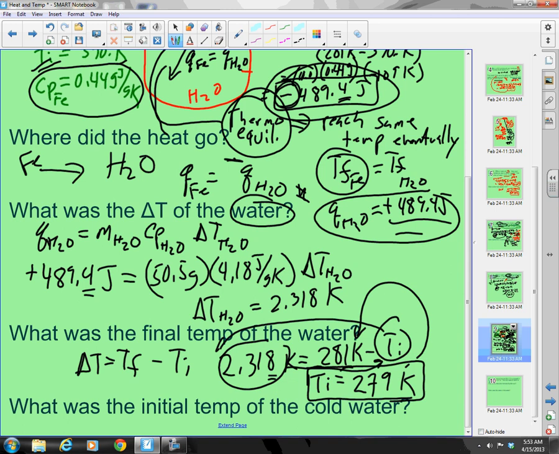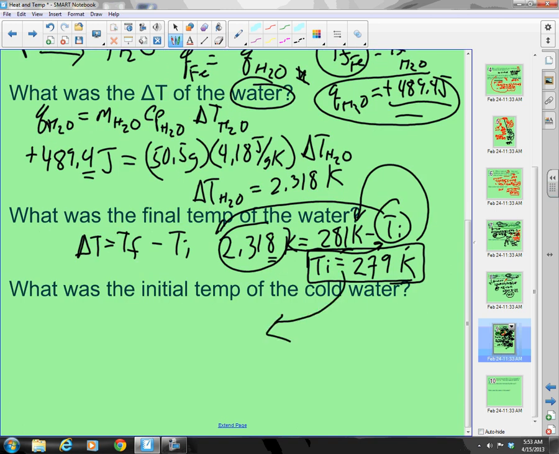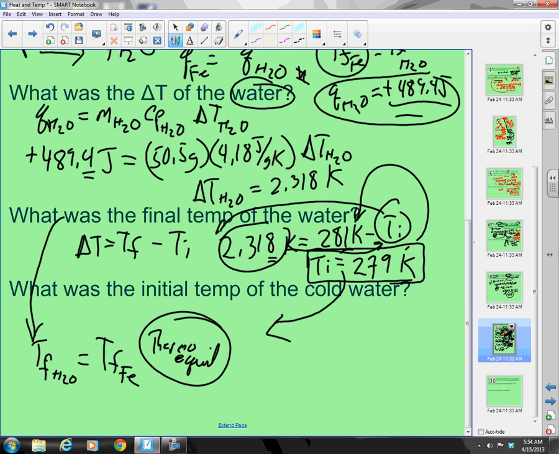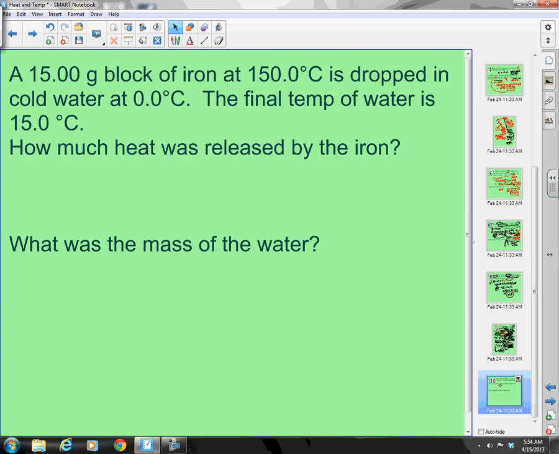Oops. Sorry, folks. That answer goes here. What was the final temp? The final temp was what? We said the final temp of my water equals the final temp of my iron. Why? Because of thermal equilibrium. Eventually both those temps will have the same final. Sorry, I answered these out of order. What was the initial temp? There we go. My 279. Okay, I think you guys can follow that out. It's a little bit crazy the way I answered it, but I think you guys can do it. Here, give this one a try. Bring me back when you're ready.